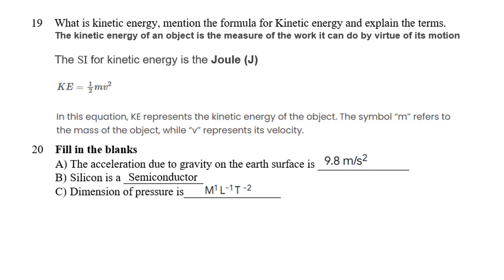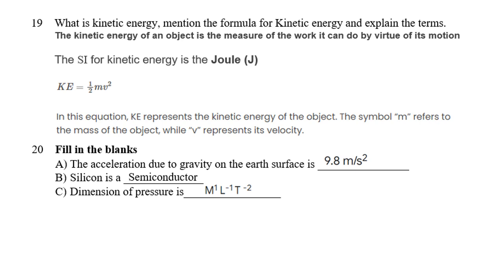Question 19. What is kinetic energy? Mention the formula for kinetic energy and explain the terms. Kinetic energy is the energy of an object due to its motion. It is calculated using the formula: kinetic energy equals half m v squared, where m is mass, v is velocity.